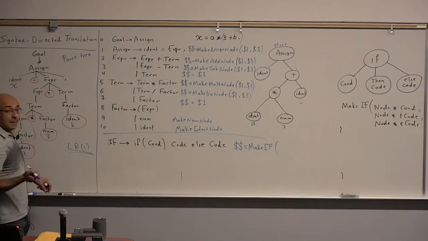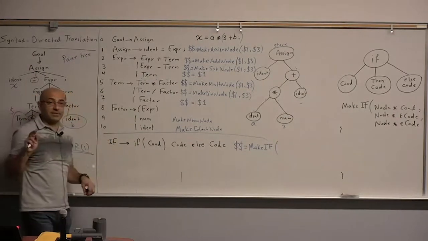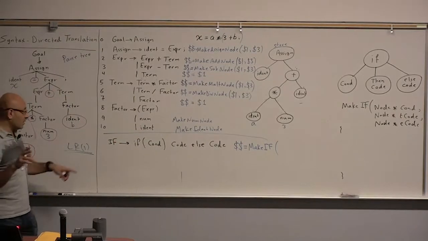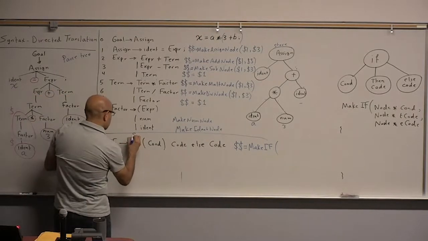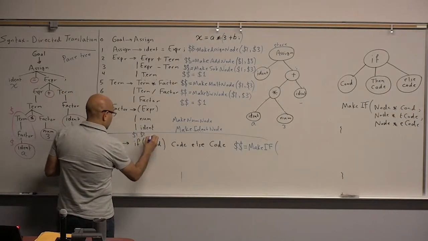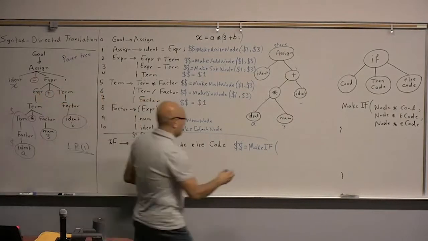So dollar sign, condition. What's the number for condition? 3. So you have to count all the symbols. The trick is that you have to count all the symbols, whether it's terminal or non-terminal. So the if is $1. This is $2. Condition is going to be $3.